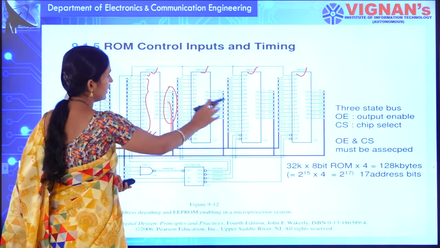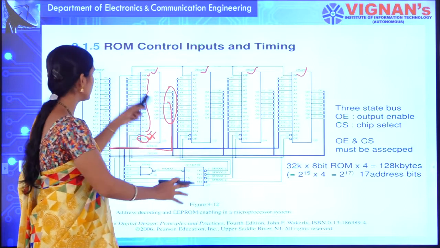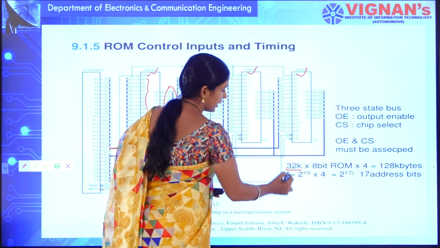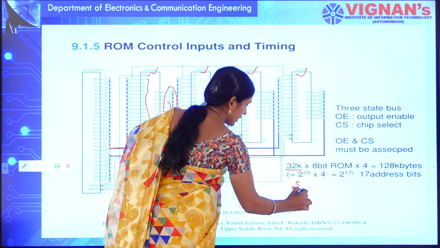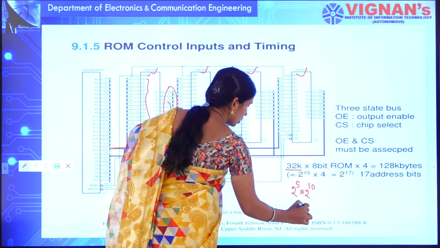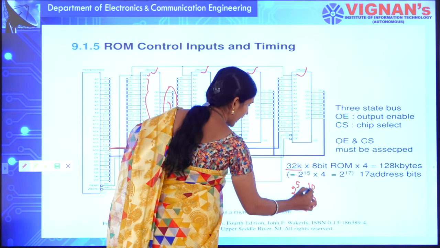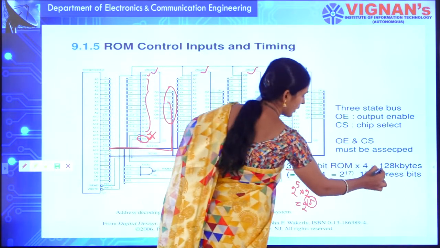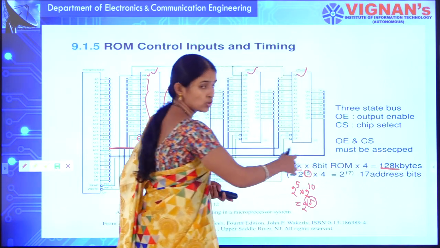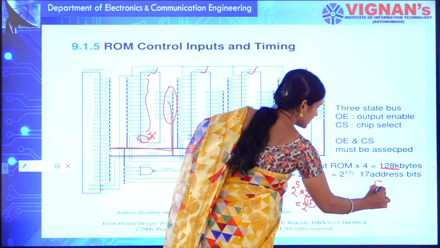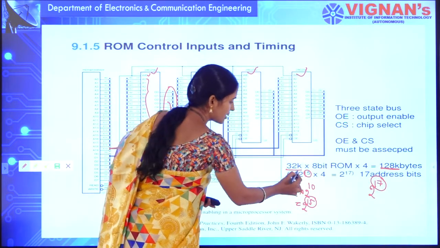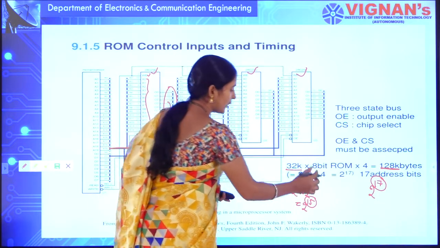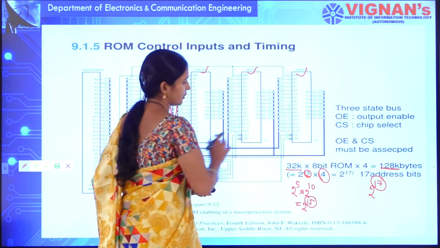Okay. If you see here, there are 4 ICs that are interfaced to the microprocessor. See here, 32K. 32K means 2 power 5 into 2 power 10, which is 2 power 15, so it will have 15 address lines. But you want to interface 128 kilobytes. 128 kilobytes means 2 power 17, so there should be 17 address lines. But this chip has only 15 address lines. So, that is why we took 4 ICs of that type.